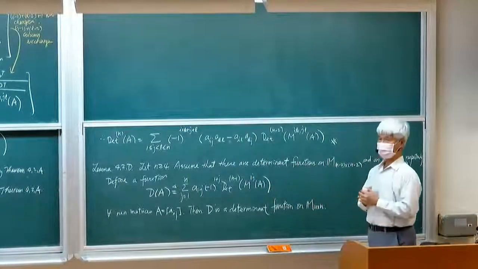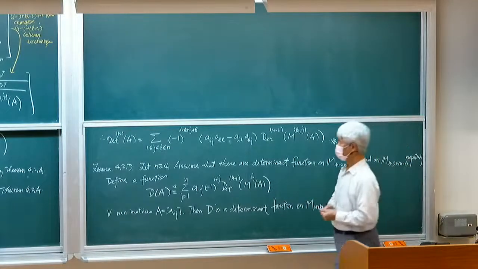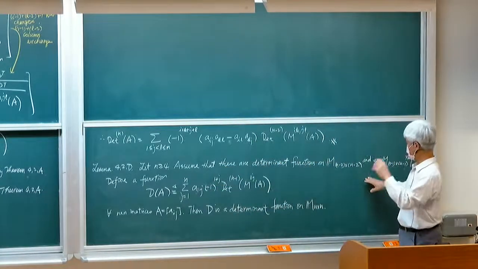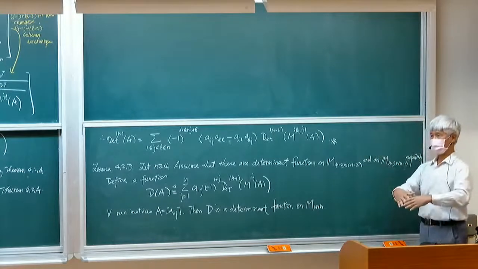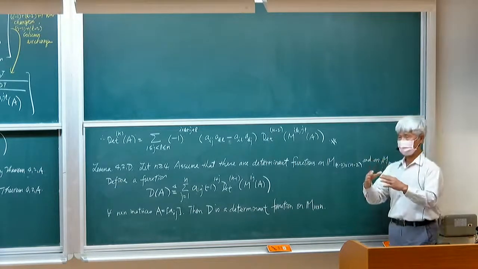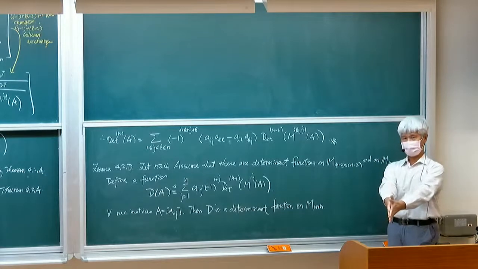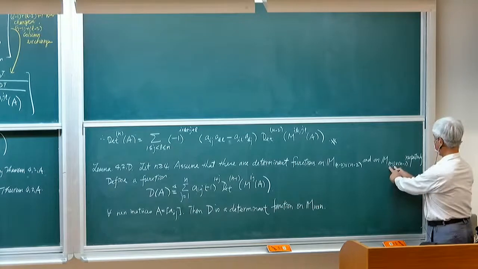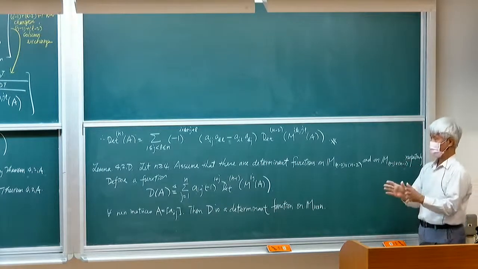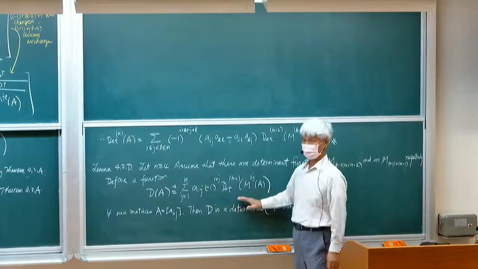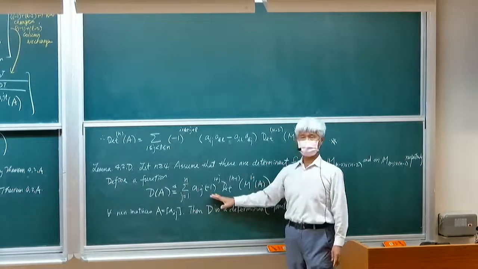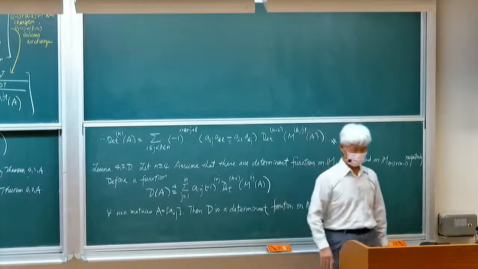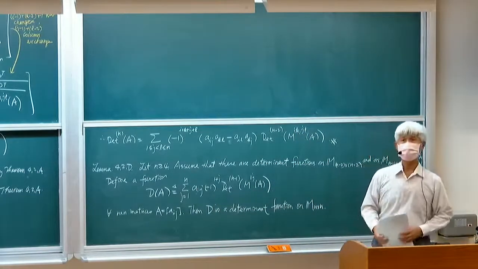So here, this gives us a hope. Suppose we have a determinant function for lower order matrices. For example, for n minus 2 times n minus 2 matrices, we have one determinant function, and also we have one determinant function for all n minus 1 times n minus 1 matrices. Then we can define a determinant function by using this expansion formula. This is what I want to show to you. Okay, any questions?